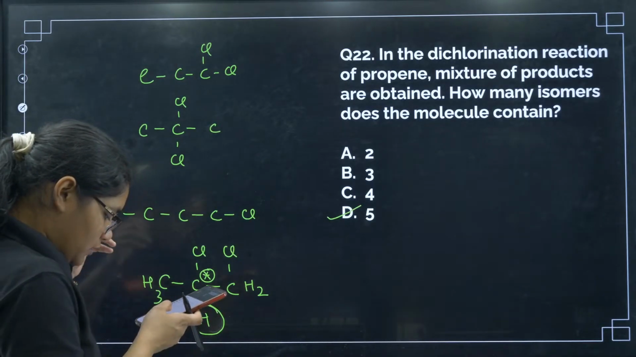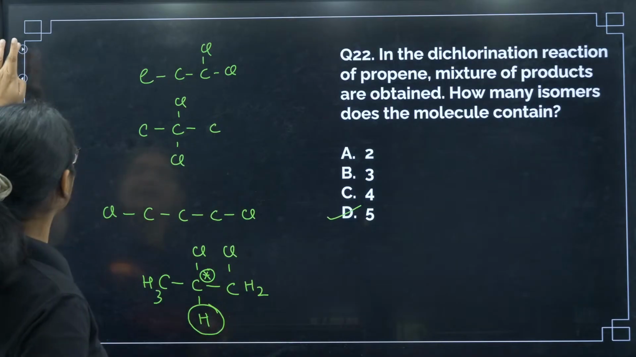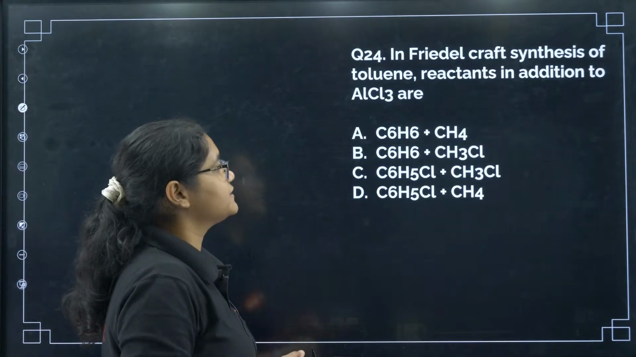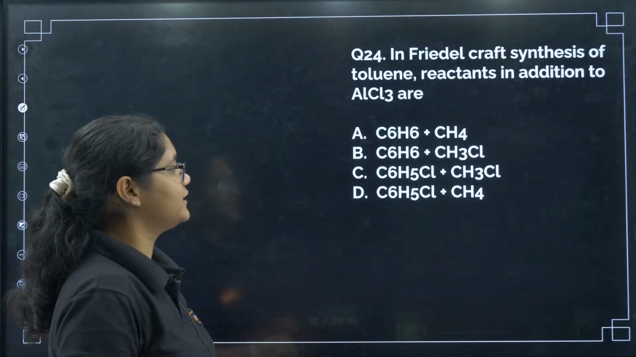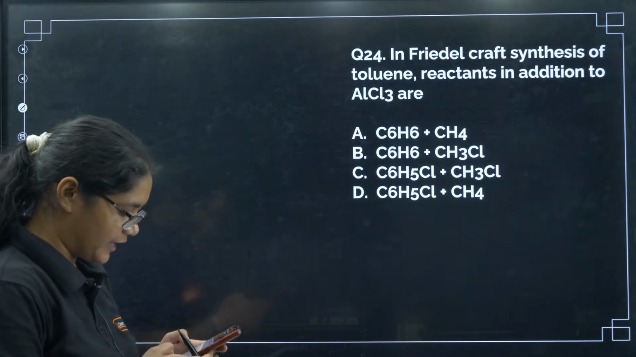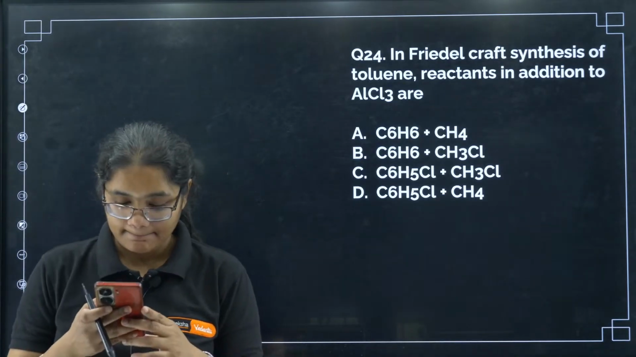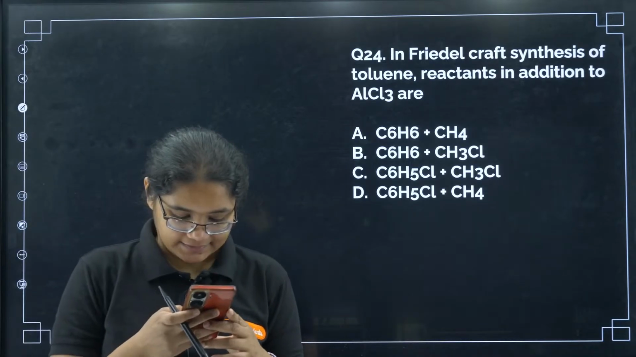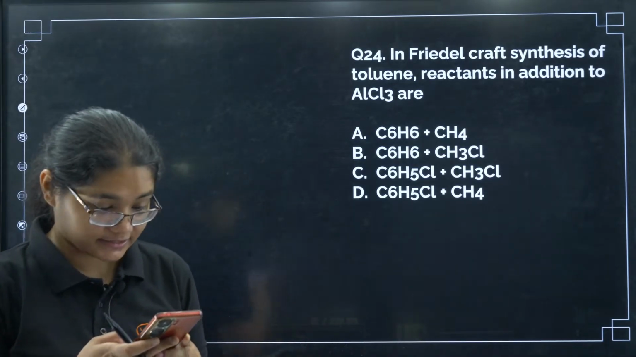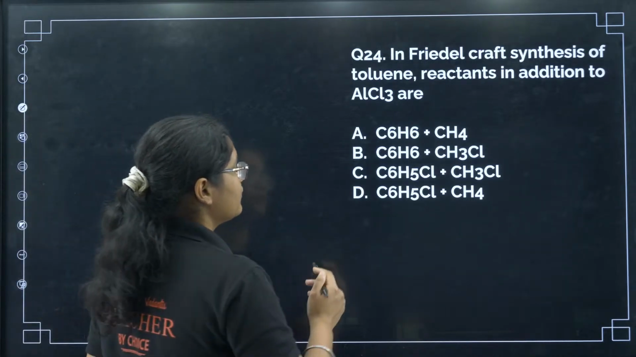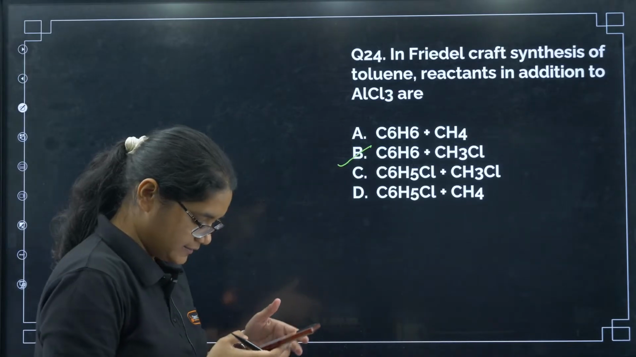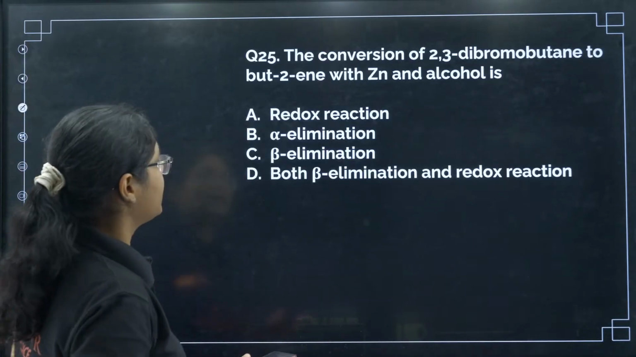Okay, next, we'll move to question number 24. This is a very simple question. In Friedel-Crafts synthesis of toluene, reactants in addition to AlCl3 are? So, what are the reactants in Friedel-Crafts alkylation reaction? You know, benzene, and we have to use CH3Cl in presence of AlCl3. Yes, it is correct.